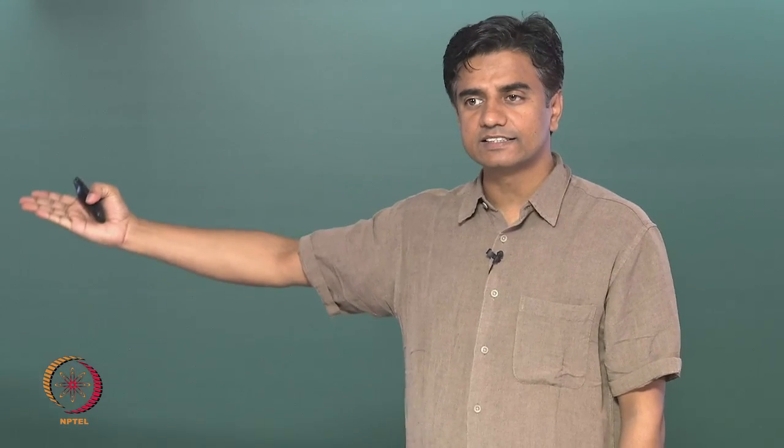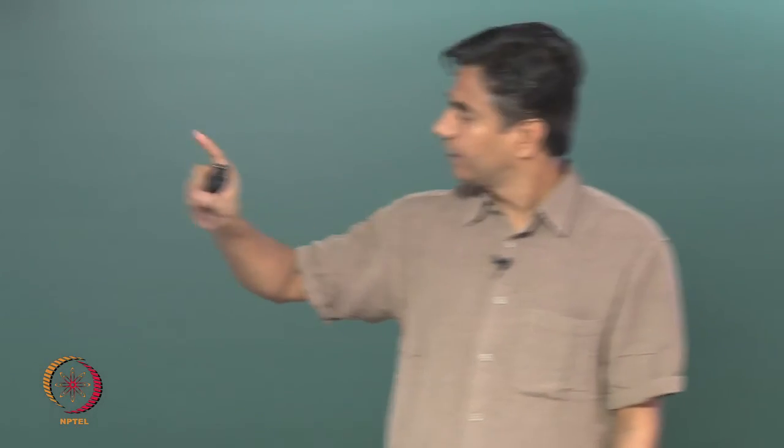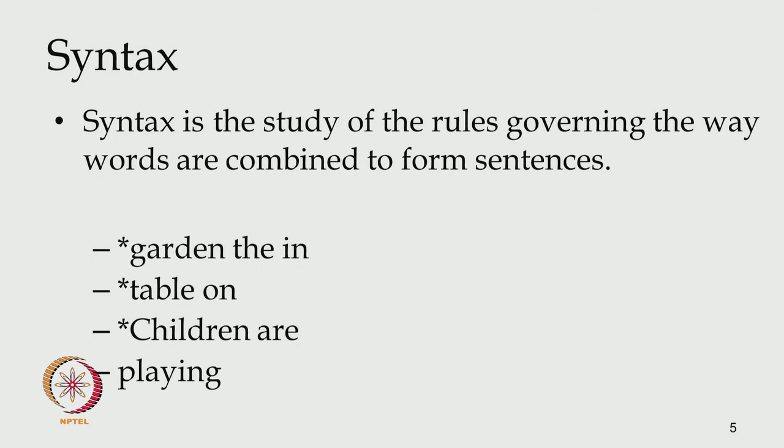This is one sentence, right? Fragments of one sentence, and it's not a complicated sentence, all of us know this sentence. If you put it, how do we put it so that the sentence will be grammatical? Children are playing on the table in the garden, right? This sentence may not be a great sentence.